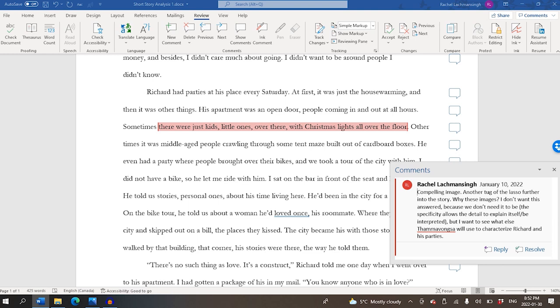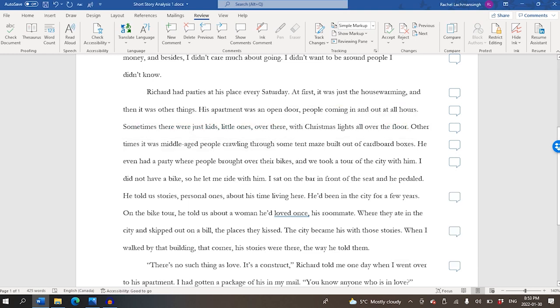"Sometimes there were just kids, little ones over there with Christmas lights all over the floor." The injection of "over there" brings an immediacy to the sentence, which is so interesting because this is narrative summary. This is not scene. "Over there" is a very active phrase, like, oh, it's over there, somebody would say in the present moment. You immediately are brought into a scene. Again, in just two words with this phrase, "over there," Thammavongsa brings us into the scene. And it's fascinating, the ability to wield the energy and equivalence of a scene in just two words.